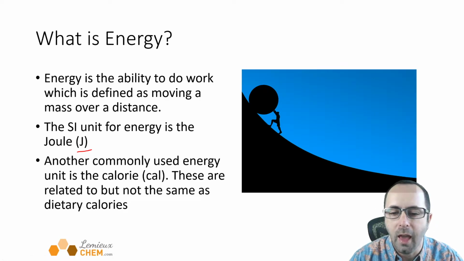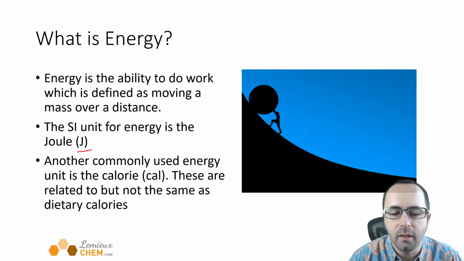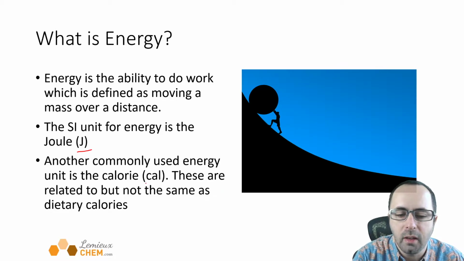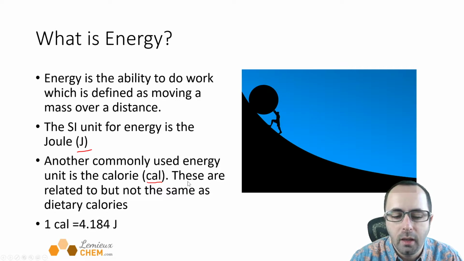So there's also a calorie in science. The calorie isn't quite the same as a dietary calorie. We'll talk about the similarities and differences near the end. But calorie is usually indicated with a cal, with a lowercase c. That's important. And the way calorie and joule are related is this way. 1 calorie is 4.184 joules. You don't have to memorize that. If you need that, I'll provide that to you.